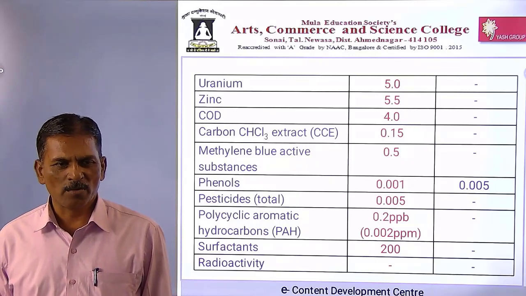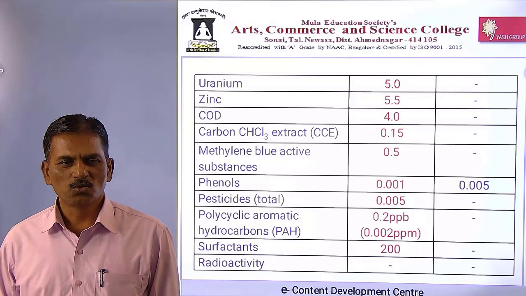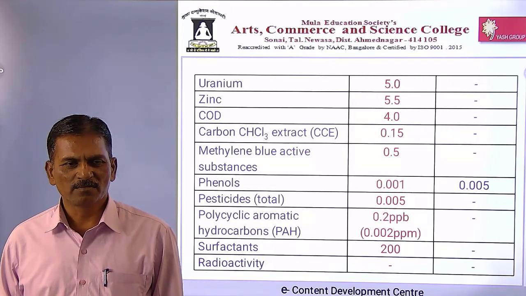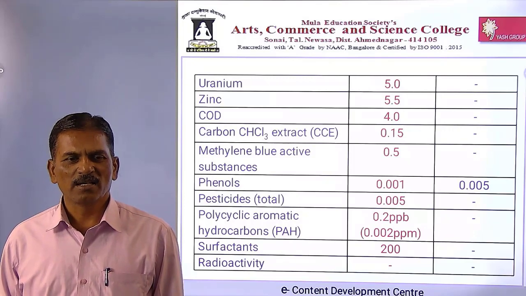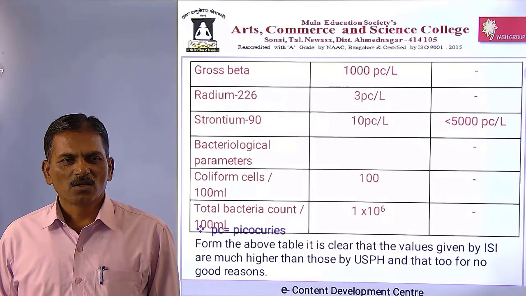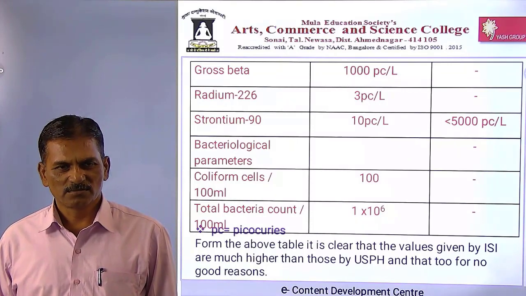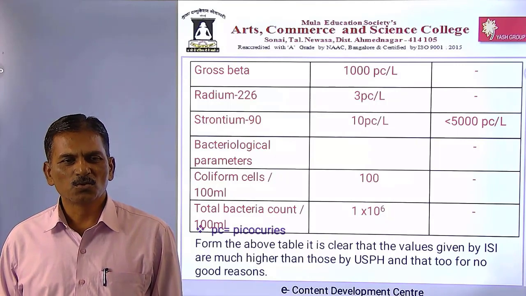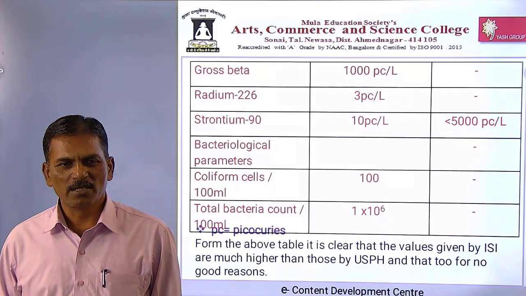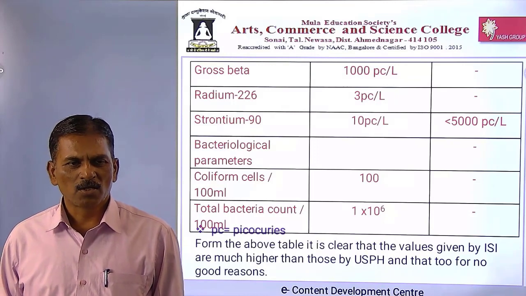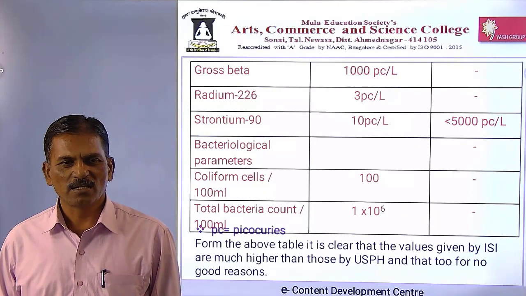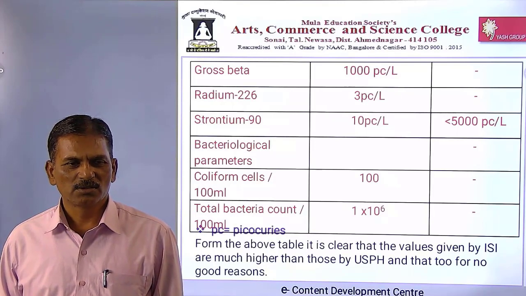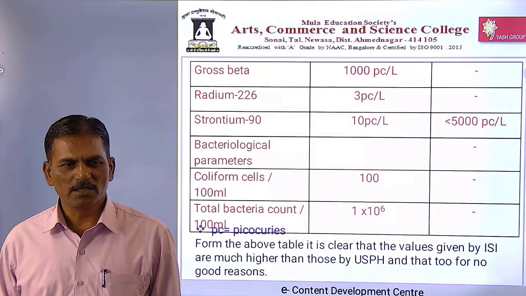Polycyclic aromatic hydrocarbons 0.2 ppb; surfactants 200 ppm; radioactivity, which is not given according to the USPHS system and ISI system. Gross beta 1000 picocuries per liter; radium 226 radioactive element, 3 pCi per liter; strontium 90 radioactive element, 10 pCi per liter and less than 5000 pCi per liter. Bacteriological parameters: coliforms per 100 ml, that is 100 ppm; total bacterial count per 100 ml, that is 1 into 10 raised to 6 ppm.